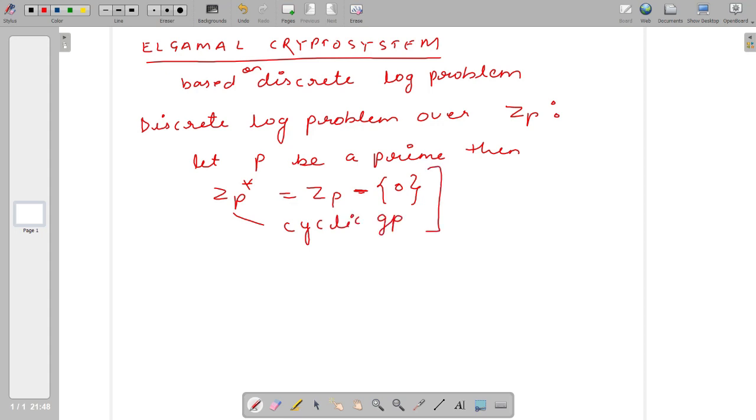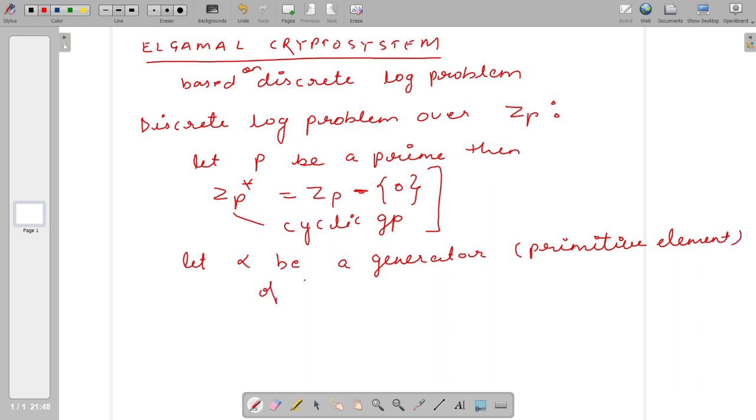Okay. Now let alpha be a generator, or you can say primitive element, of Zp star, such that beta is congruent to alpha to the power a mod p, where a lies between 0 to p minus 2.